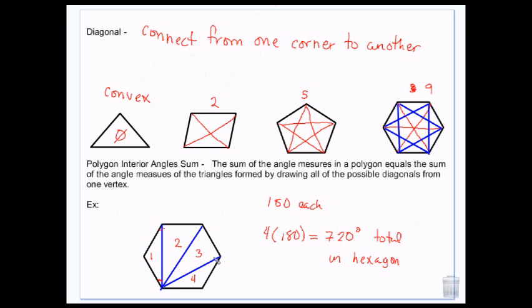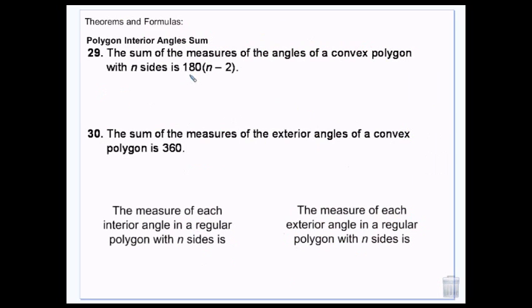And if you look, we had a hexagon. That's 6 sides. It gave us 4 triangles. 6 minus 2 is 4 times 180. So our formula to find the sum of the angles in any polygon that's convex, it has to be convex, is 180 times n minus 2, where n is the number of sides.